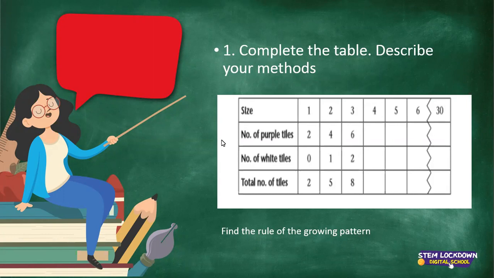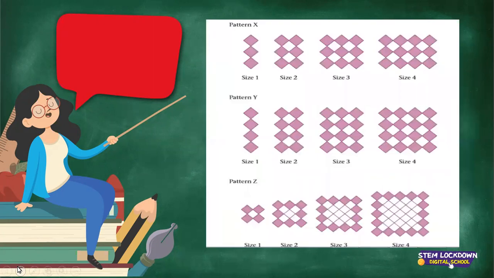So let us move on with our slides. All right, here will be our exercise. We have pattern X, we'll have pattern Y, and we have pattern Z. Pattern X is similar to the one that we have just completed. We have pattern Y, we have pattern Z. Let's move on to the next slide.